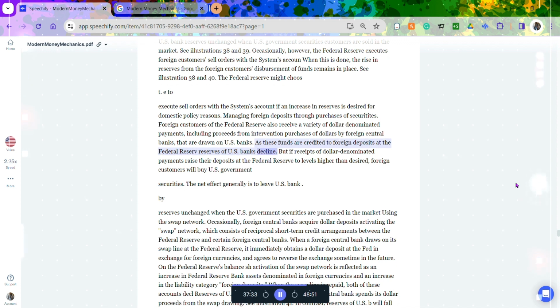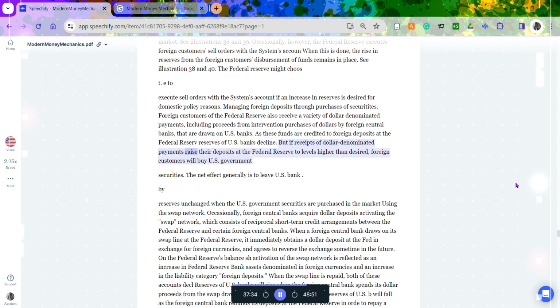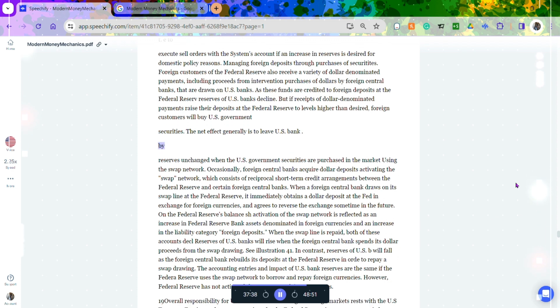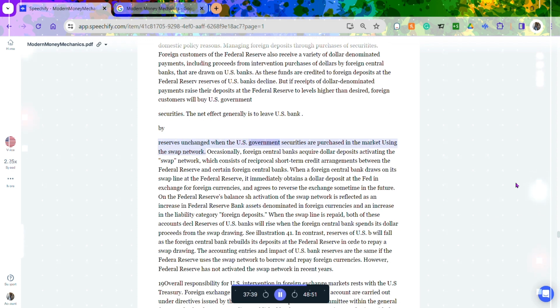Banks decline. But if receipts of dollar-denominated payments raise their deposits at the Federal Reserve to levels higher than desired, foreign customers will buy U.S. government securities. The net effect generally is to leave U.S. bank reserves unchanged when the U.S. government securities are purchased in the market using the swap network.